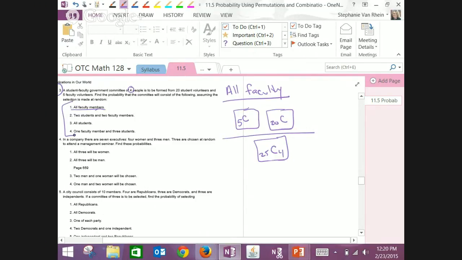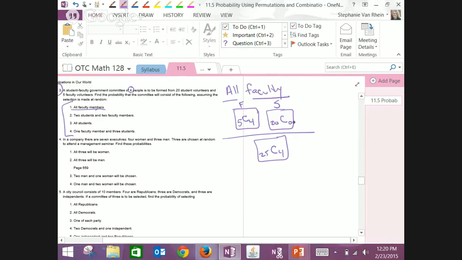So all of them, 1 through 4 on this, is going to be the layout for all these problems. I have 5 faculty and 20 students. So this is my faculty, this is my students. For part A, I want all of them to be faculty members. So I do 5 choose 4 times 20 choose 0 divided by 25 choose 4. All of these will be divided by 25 choose 4, because I have 25 total people and I'm picking 4 of them.